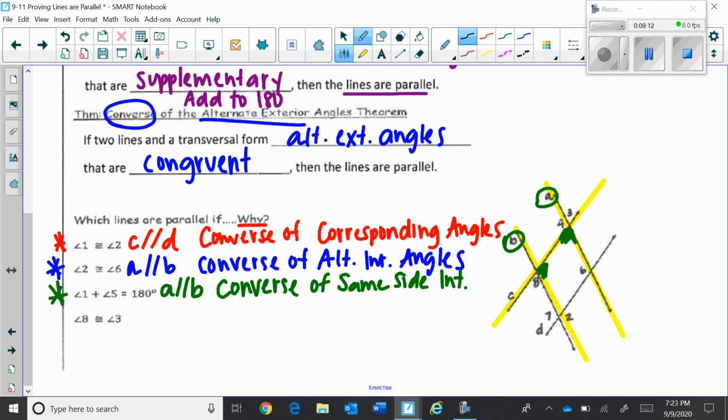All right, in just a second, a question is going to pop up, and I would like for you to answer this question. Angle 8 is congruent to angle 3. I want you to answer that one in the box that's going to pop up, or write it down on your paper. I want you to tell me what lines are parallel, and then tell me why. Make sure you're as specific as possible with that why. Use the correct language. So go ahead and pause this and answer that question for me.